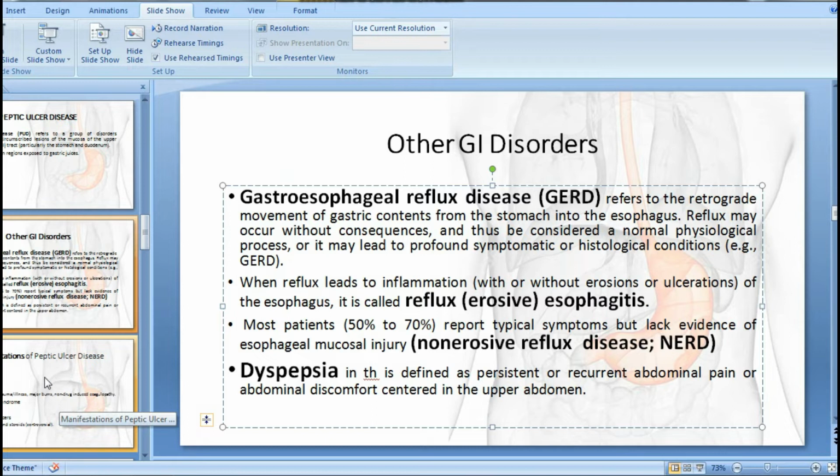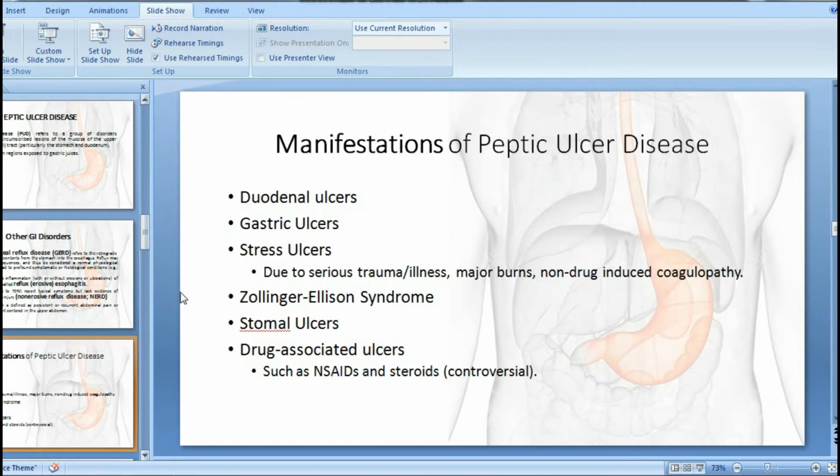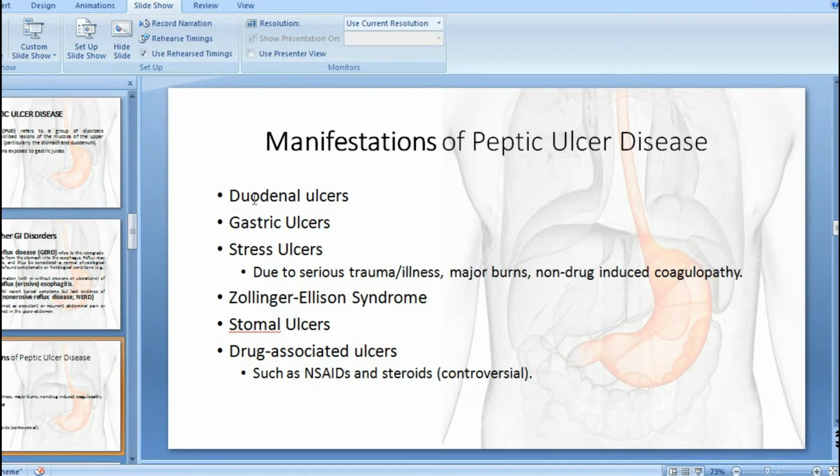Okay, now let's come towards the manifestations. There are so many manifestations, but a few of them are duodenal ulcers, gastric ulcers, stress ulcers, Zollinger-Ellison syndrome, stomal ulcers, and drug-associated ulcers, as the name suggests, such as those caused by NSAIDs and steroids.